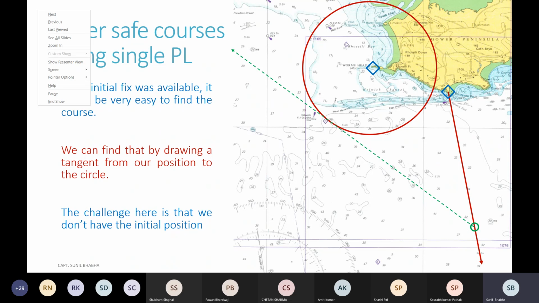So we have to find a method such that whatever our position is, anywhere on this particular line, we should always be this much safe distance away from the worm's head point. We have to find such a method. So let's see how we can do that.